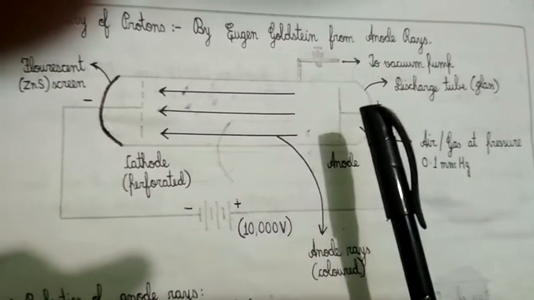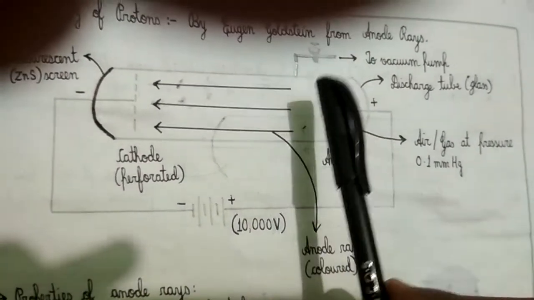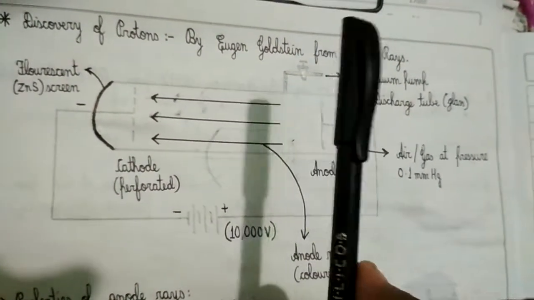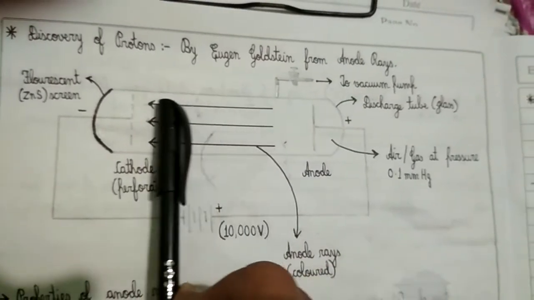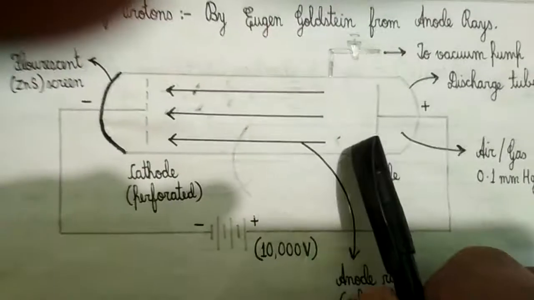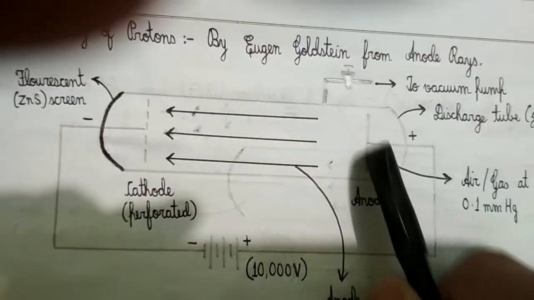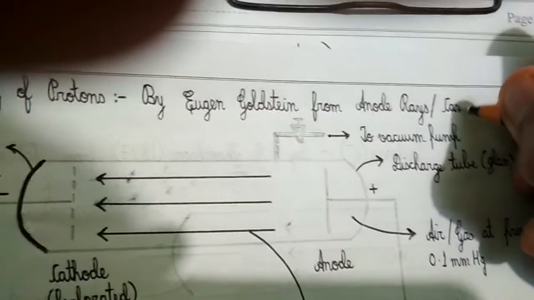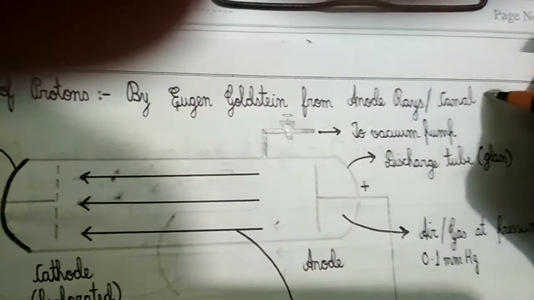Let's understand this. On doing all this setup, it was seen that some rays are traveling towards the negative plate. I'm just saying some rays were seen to be traveling from the negative plate. And in this diagram I made it this way: see, these rays are coming from the cathode. Here the rays are not coming from the anode exactly. Anode does not produce anode rays. And one more thing, these anode rays are also known as canal rays. Remember this.